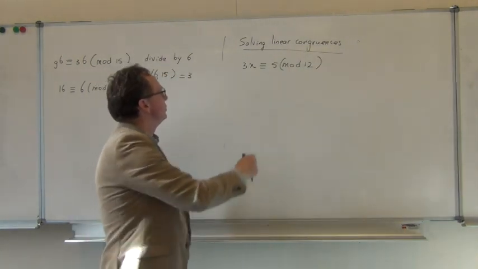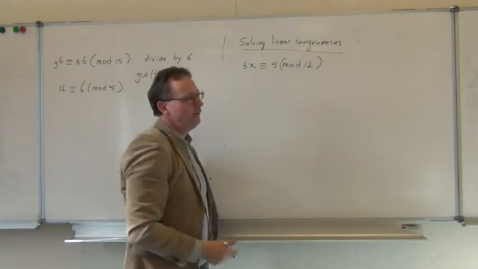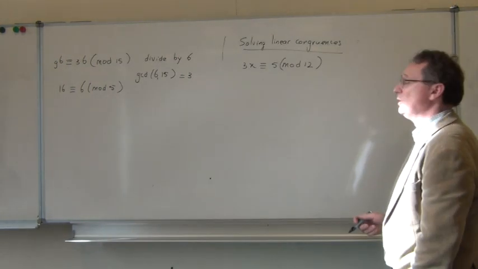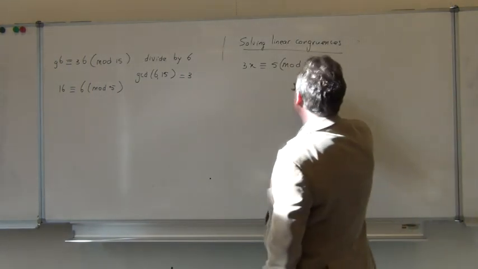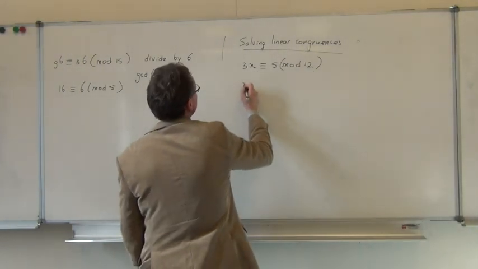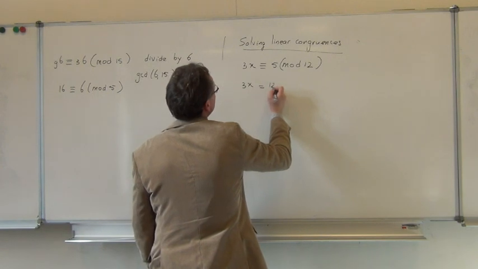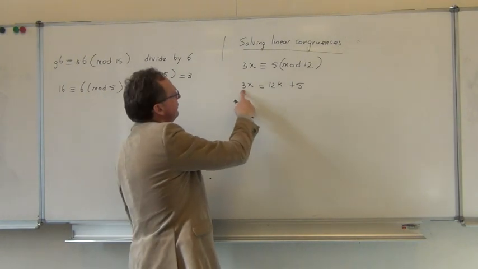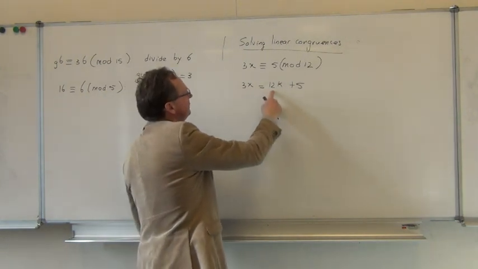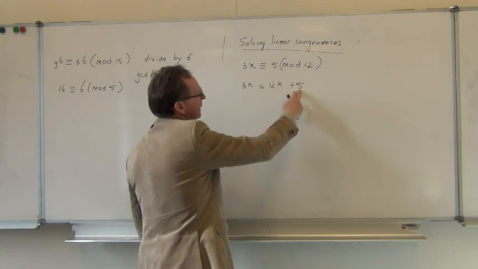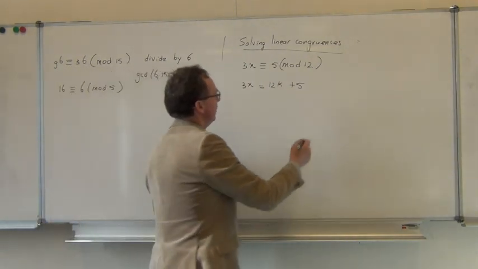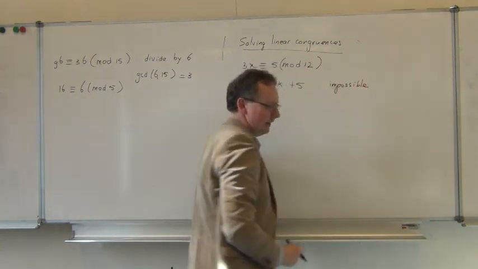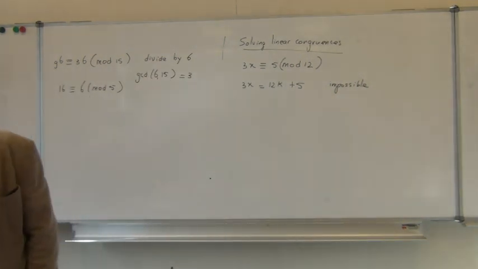So let's see, is it possible to divide by 3? Unfortunately not, because 5 divided by 3 is not an integer. So if you look at this problem, there's no solution. How do we know? This is saying we're looking for a situation where 3x is 12k plus 5. The left-hand side is a multiple of 3, and 12k plus 5 is not, because 5 is not a multiple of 3, so it's impossible. So there's no solution there.